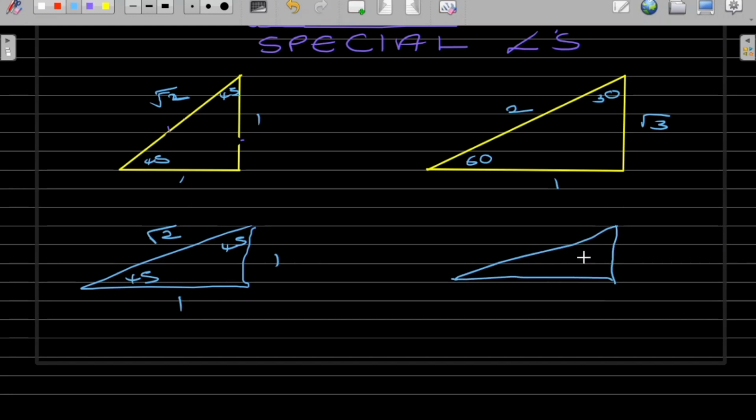Then the other one. Here you're going to have 60 in the corner over here. But over here, you must have 30. You treat it as if you divided the 60 in half, so that angle has to be 30. Then you start with 1, and you go 2, and then this side will have to be root 3, because it can't be longer than the hypotenuse. Root 3 is longer than 1, but smaller than the 2.